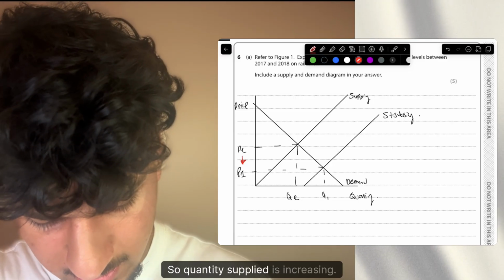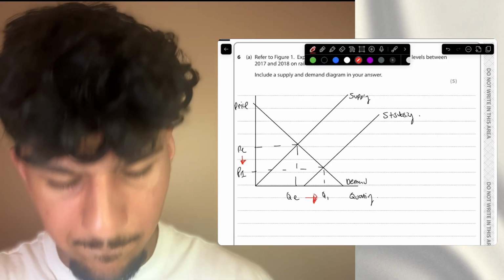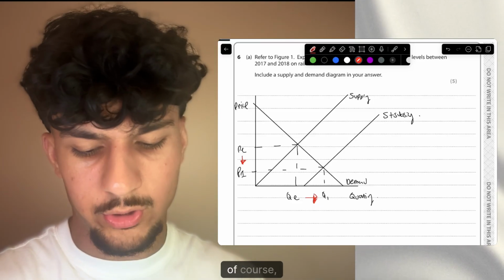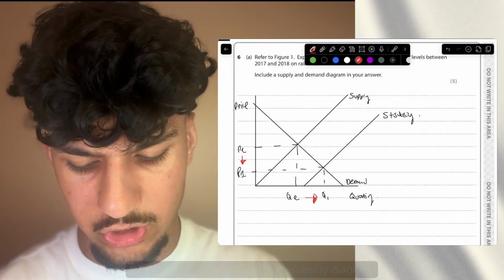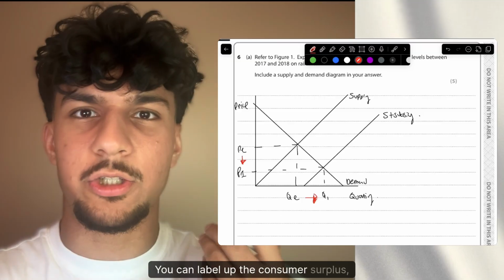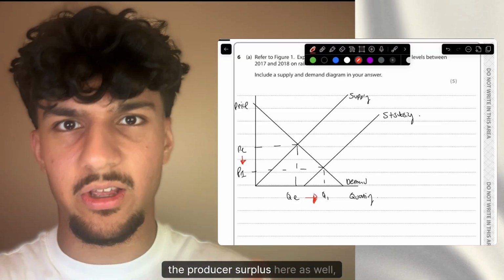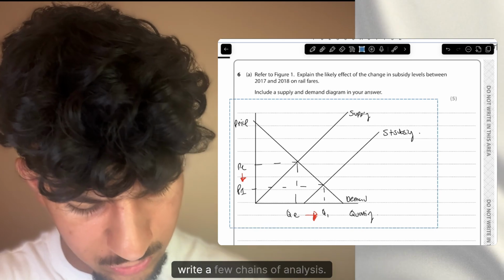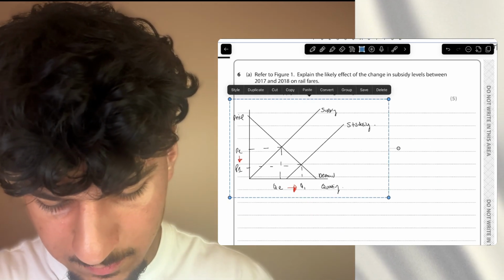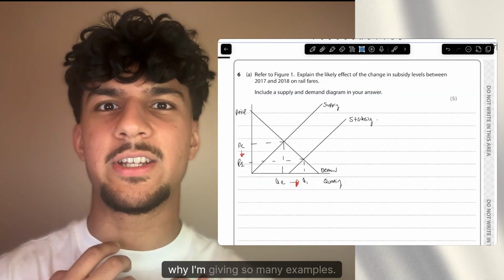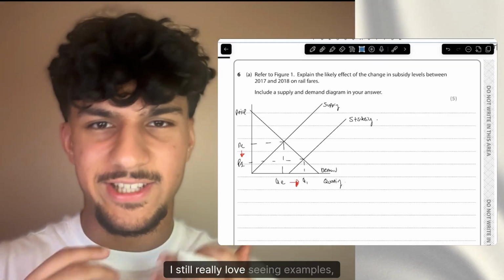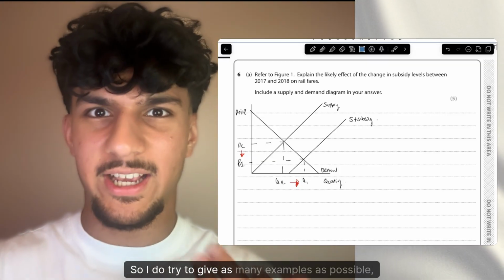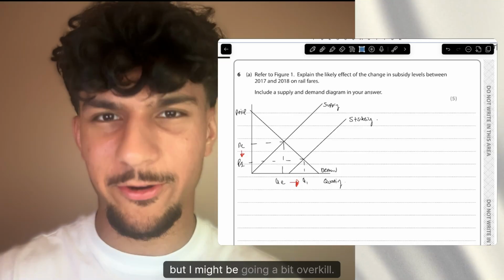So quantity supplied is increasing, and depending on how much depth you've learned the subsidy diagram in, of course, a massive thing that the subsidy diagram does show, you can label up the consumer surplus and the producer surplus here as well, if you're confident with it. So I'm just going to shrink this a bit just so we can write a few chains of analysis. I remember back to when I was a student, the reason why I'm giving so many examples is I still really love seeing examples, but not a lot of people give them, so I do try to give as many examples as possible, but I might be going a bit overkill.